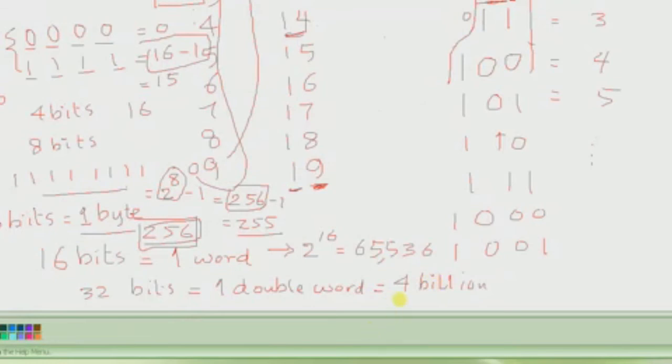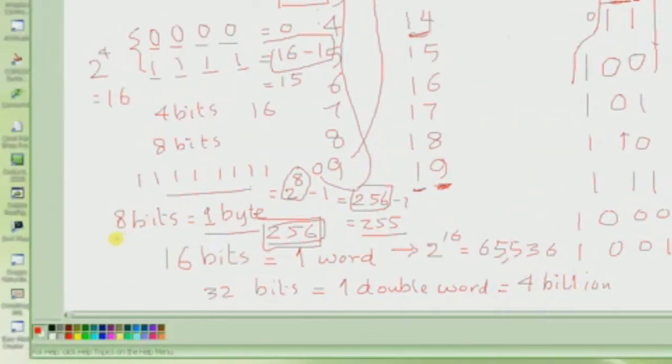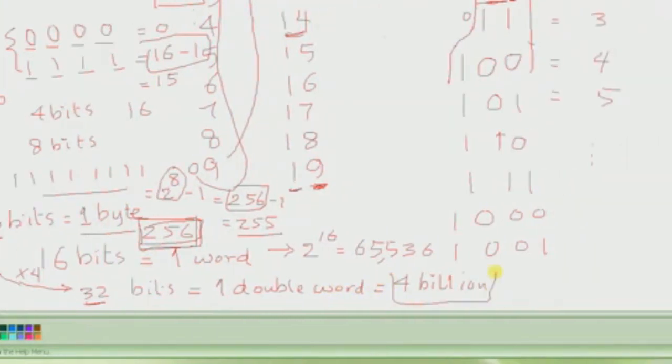numbers. So that's quite a bit. See how we just went from 8 to 32, which is 4 times more bits. We can go from 256 total numbers to 4 billion numbers.